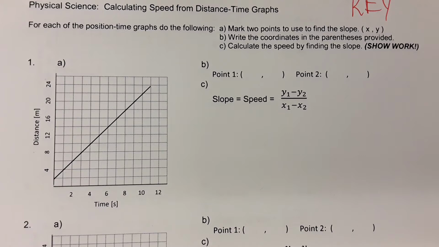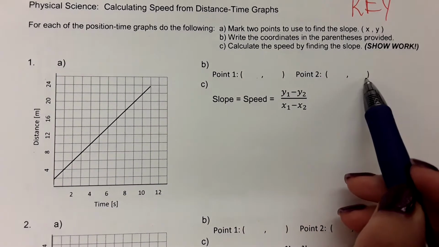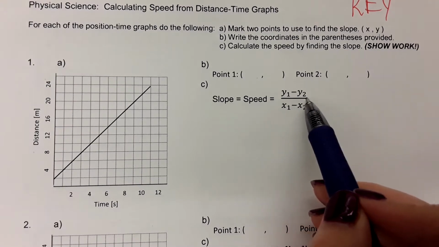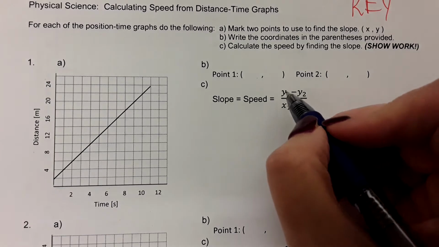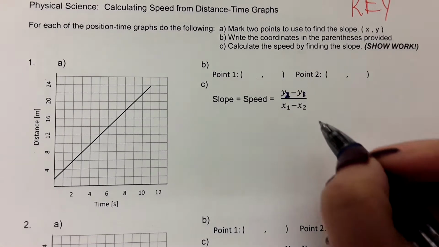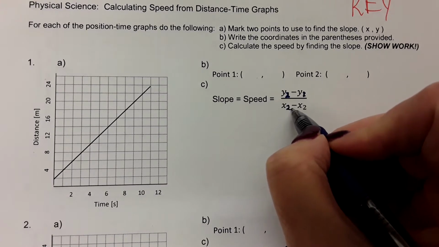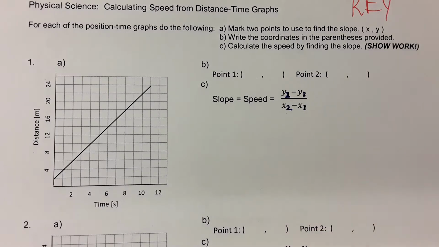This requires us to pick 2 points that are on the graph line and get their coordinates. Then we use the slope formula, y2 minus y1. Oops, I got that backwards, didn't I? That should say y2 minus y1. I did them all wrong. Look at that. Well, you all can fix it yourselves. x2 minus x1. You always say final minus initial, final minus initial.